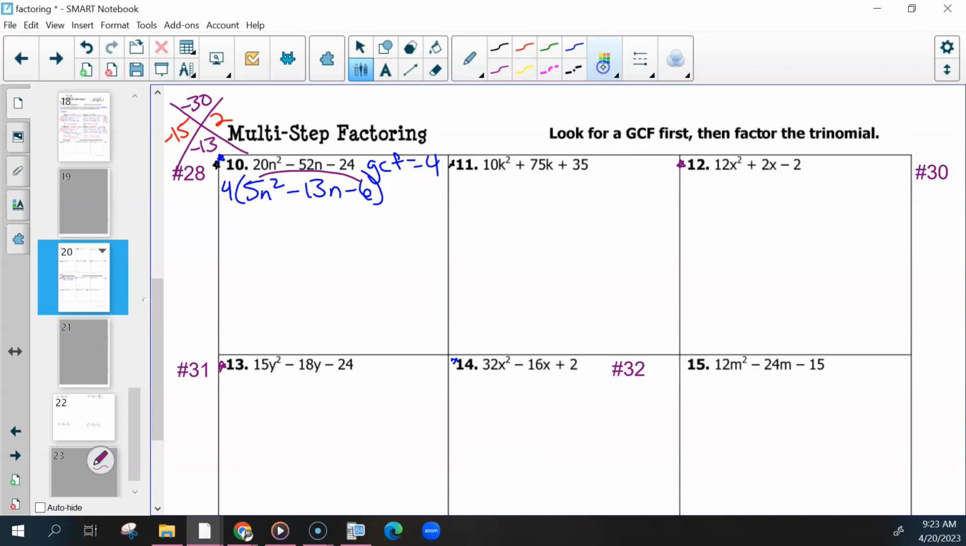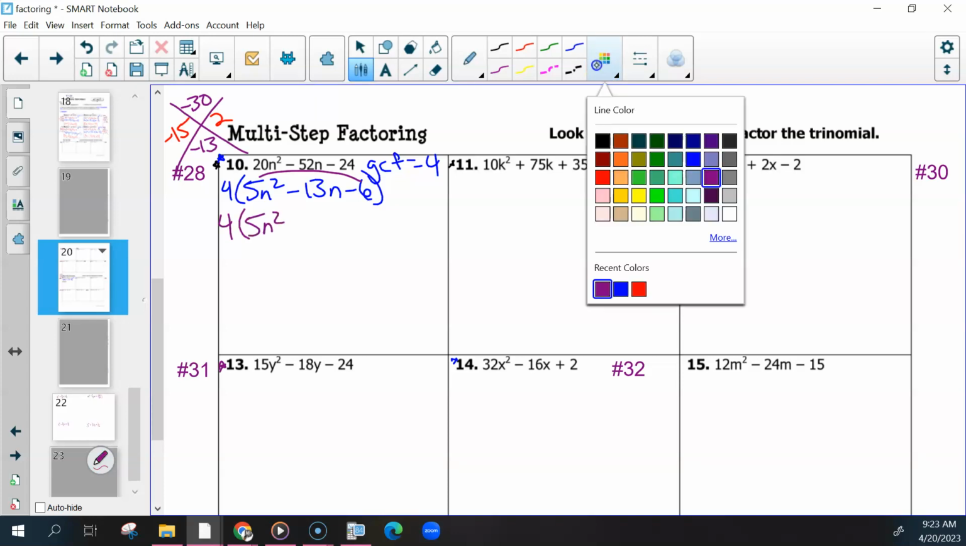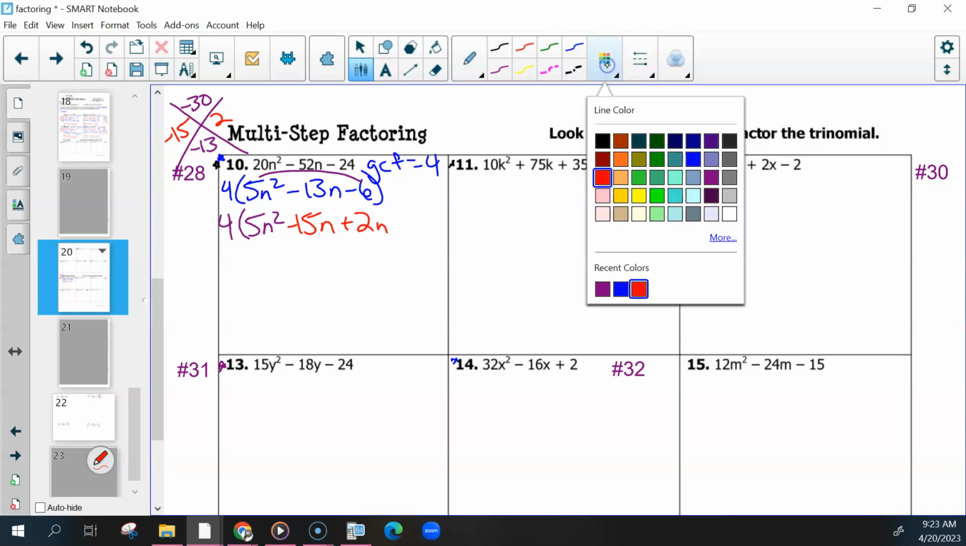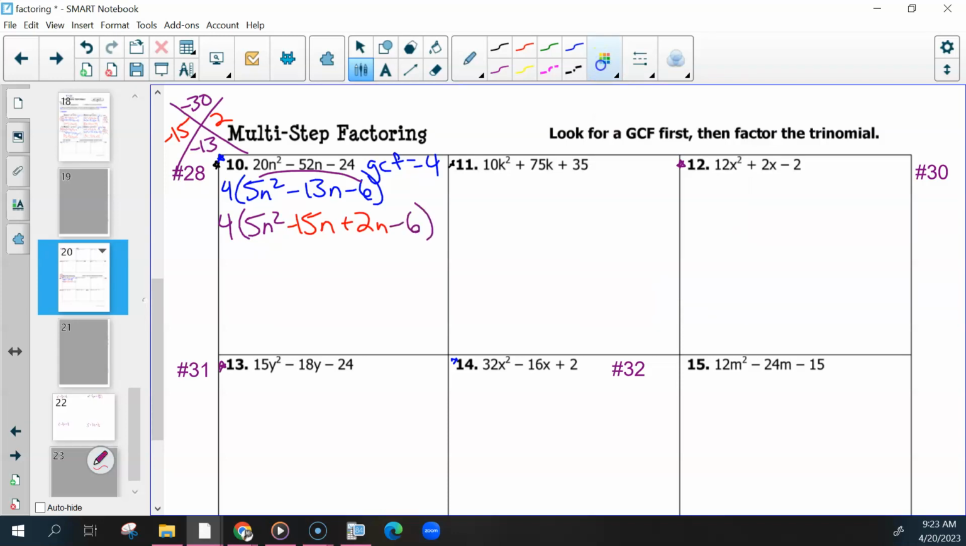Okay, so let's rewrite. Keep the 4 out in front. The first and the last stay the same. Rewrite your middle two. Then we can split the middle. What would these two have in common? 5, and what would be left if we divided those out? And minus 3.